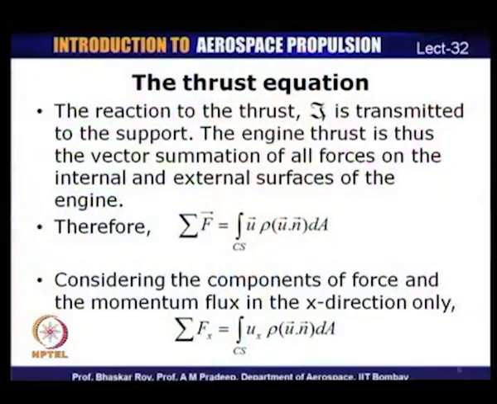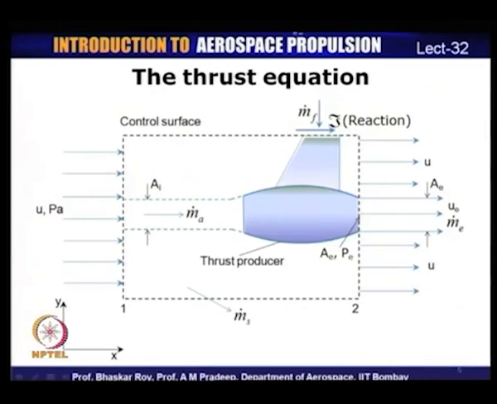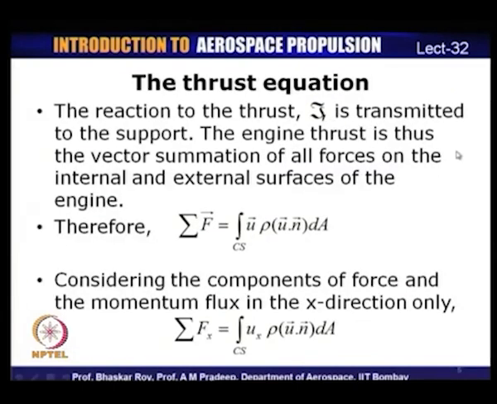So, what we have here is that the reaction to the thrust, which I mentioned as capital T, is transmitted to the support, that is the support which holds the engine. So, right here we have the support, and the reaction is felt right there. The engine thrust is the vector summation of all the forces which act internal or external to the engine. Some of them would be in one direction, the other forces could be in another direction, but the vector summation of all these forces put together gives the net force that is felt, which is the engine thrust.